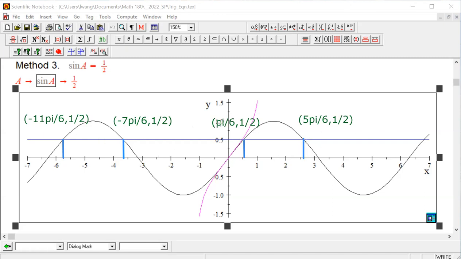So input, output, input, output, input, output, input, output. We're looking for the inputs, of course. And of course, from this picture, you can tell what are the solutions as well. So this is the third method.